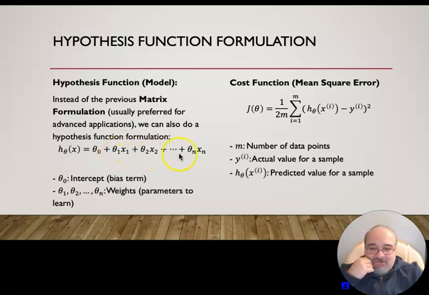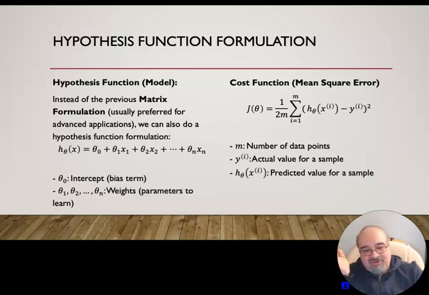Theta 1, theta 2, theta n, etc., are the weights or parameters that determine the contribution of each feature, x1, x2, all the way up to xn, to the prediction. x1, x2, xn are the feature values, the inputs that we have, of course.